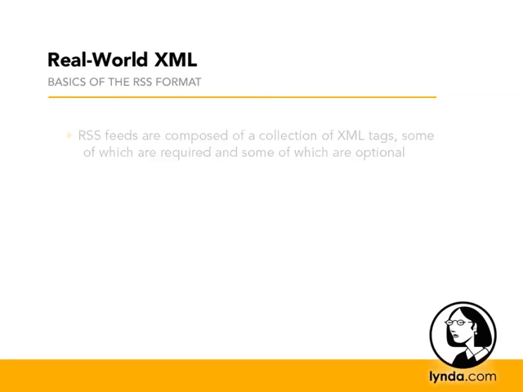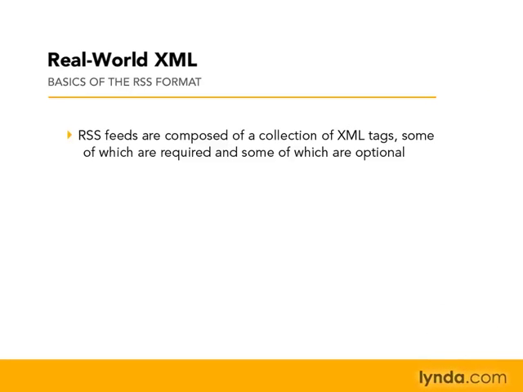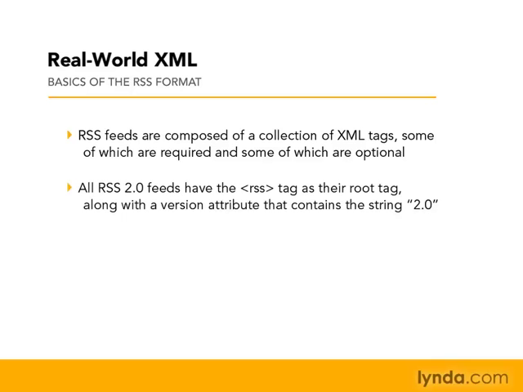RSS feeds are composed of a collection of XML tags, and some of them are required and some of them are optional. Now, all RSS feeds that have 2.0 as their version number have the RSS tag as their root. That goes along with a version attribute that contains the string 2.0, which clearly identifies the file as an RSS version 2.0 feed.